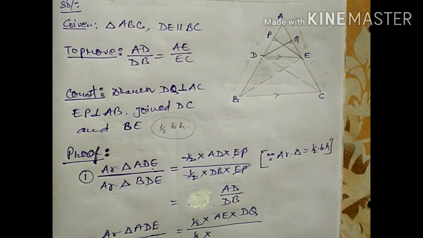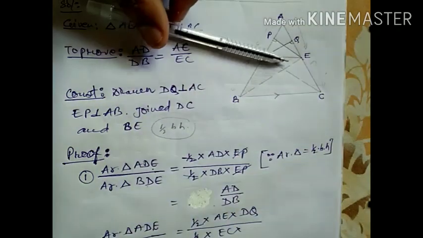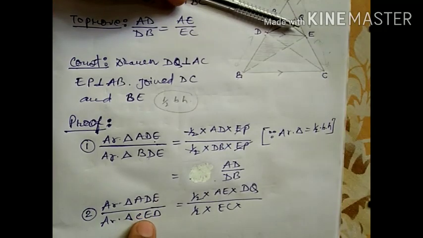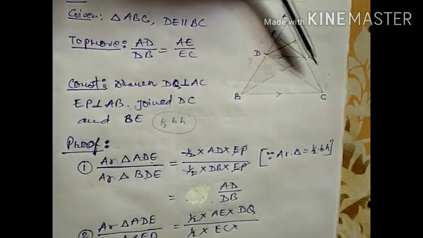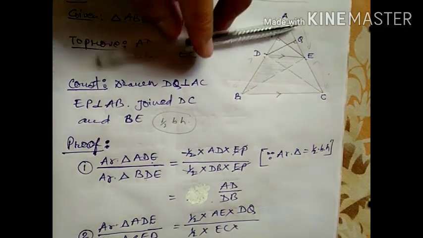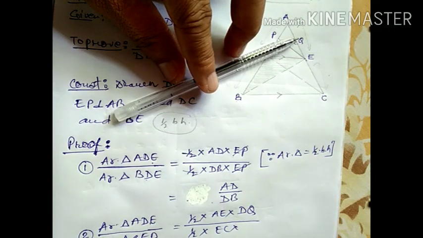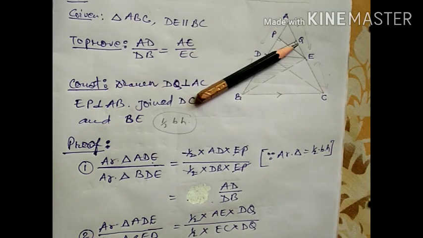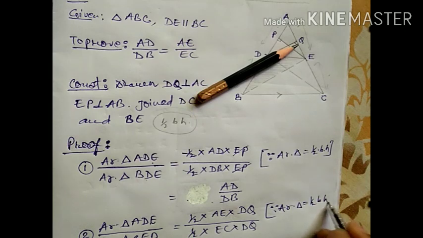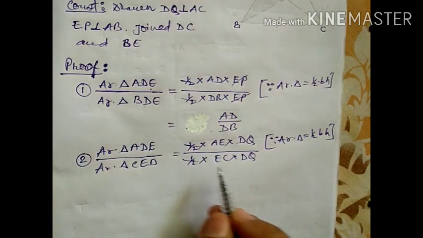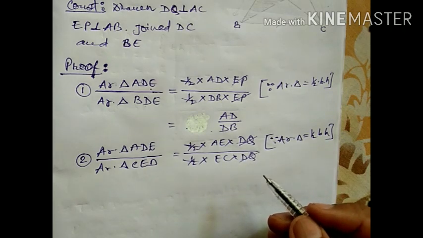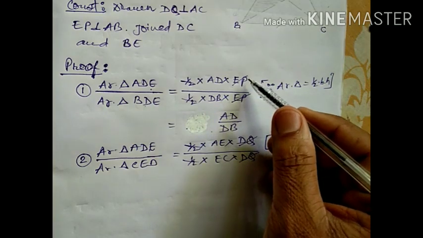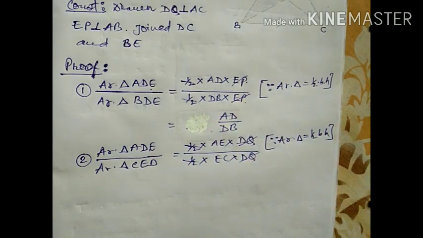Likewise again half into base EC into height. Again here in this triangle CED, you can check out, there is no 90 degree. 90 degree is outside here, so that will be the perpendicular. So the perpendicular will be the line DQ. Then we will cancel, because area of triangle equals half into base into height. Now we will cancel this half and half, DQ and DQ. One thing very easy to remember is, both the heights will be same, like EP will be same, DQ will be same. That's easy to remember.